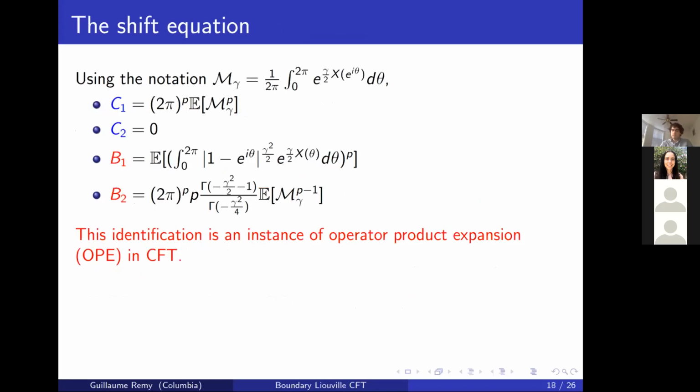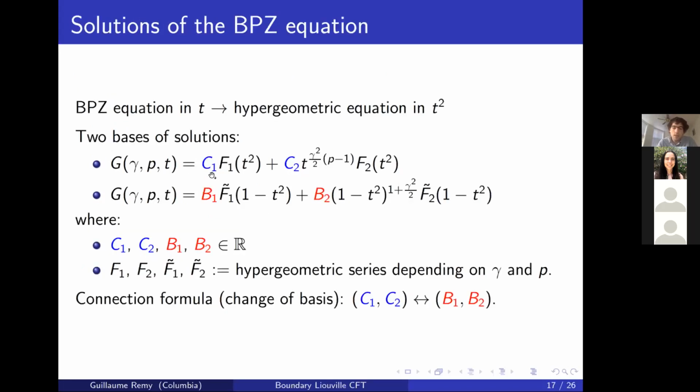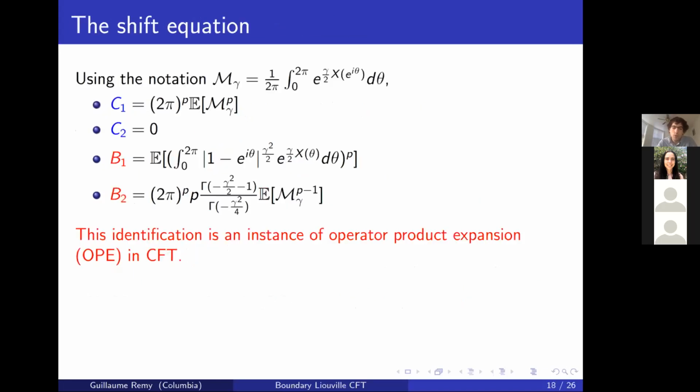And then what you do is, it turns out you can identify these red and blue constants with the functional you wanted, the object you wanted to compute, which was this moment of the total mass of GMC on the circle. So this step, identifying these constants in the solution space of your equation with the object you're interested in computing, is called, in physics, the operator product expansion.